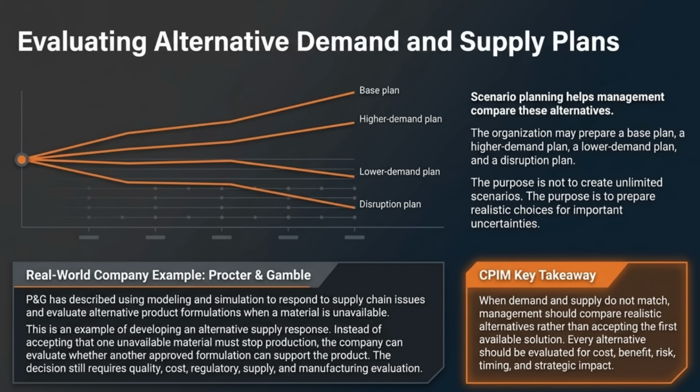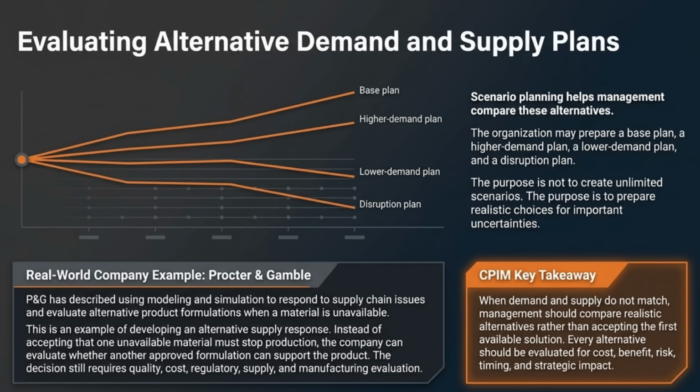Real-world company example: Procter & Gamble. P&G has described using modeling and simulation to respond to supply chain issues and evaluate alternative product formulations when a material is unavailable. This is an example of developing an alternative supply response. Instead of accepting that one unavailable material must stop production, the company can evaluate whether another approved formulation can support the product. The decision still requires quality, cost, regulatory, supply, and manufacturing evaluation.